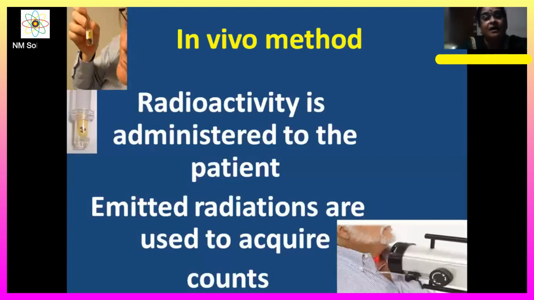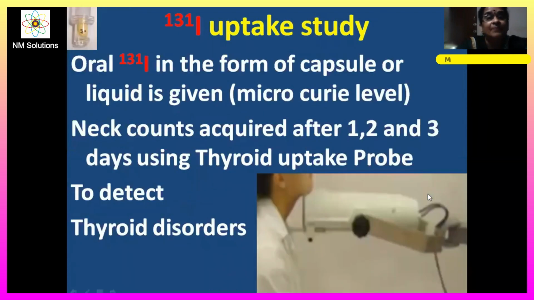and these radiations are used to acquire the count. The example here, 131 iodine uptake study, that is oral iodine-131 in the form of capsule, sodium iodide capsules, or liquid in a very small amount, microcurie level amount, because this is diagnostic nuclear medicine only. And so neck counts are acquired after 1, 2, and 3 days using a thyroid uptake probe.